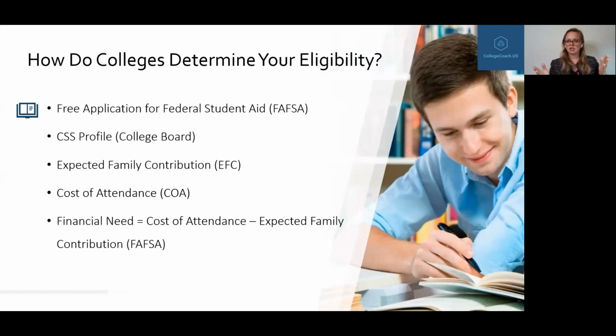So how do colleges determine your eligibility? There's two forms, and if your kid is a senior, you've already done this, but we do have some parents of younger students in the audience, so I'll go through this. There's FAFSA, Free Application for Federal Student Aid. It's a federal form that pretty much every family fills out. And then there is the CSS profile. It's a form off of the College Board.